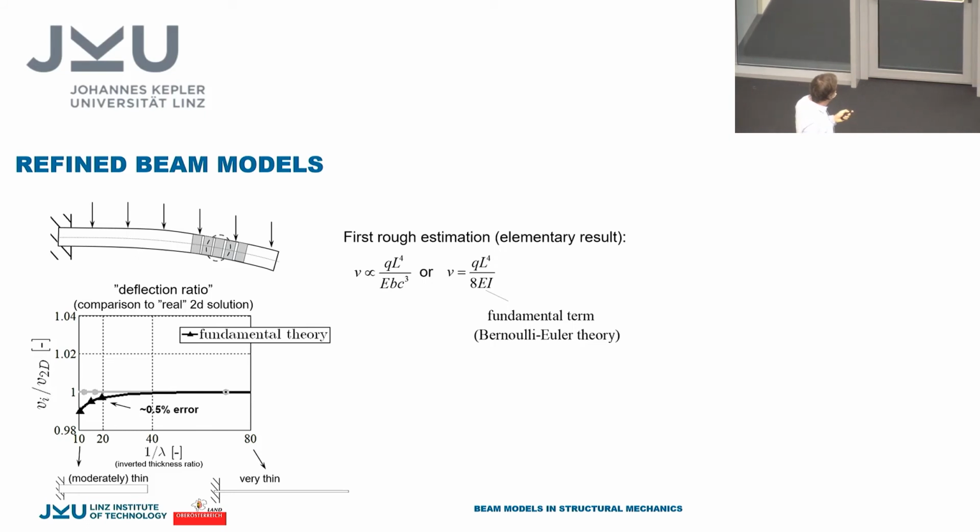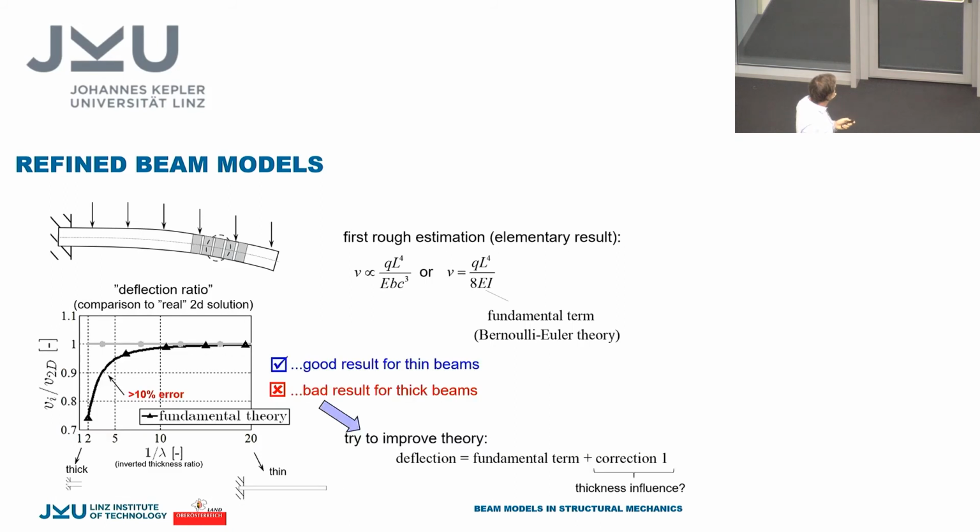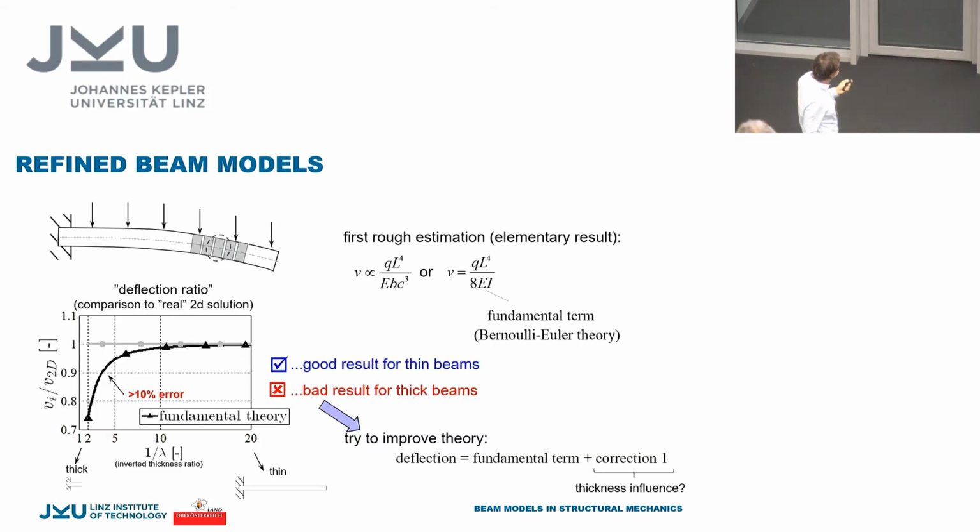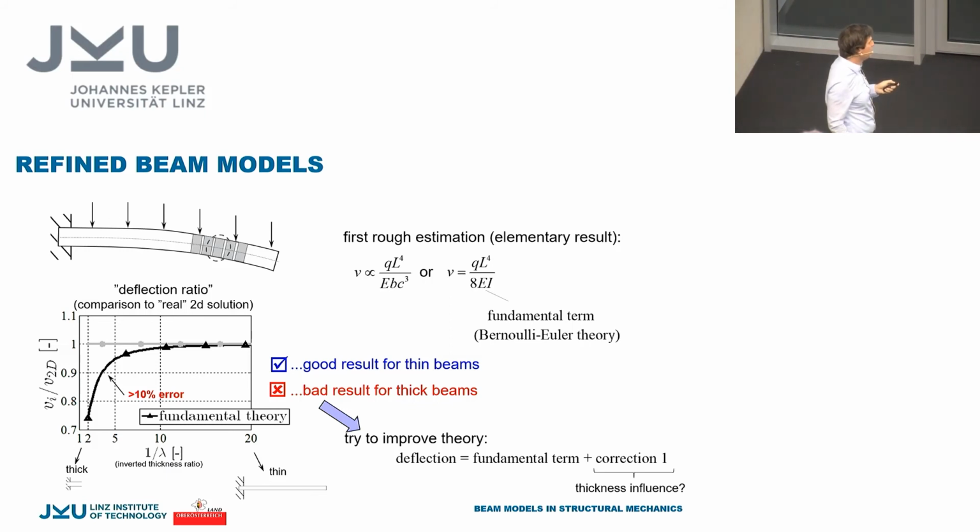And this is definitely a problem, because if you go to more thicker beams, you see that this error becomes unacceptable. So we have good results for thin beams, but bad results for thick beams. This means we have to improve our theory. So beside this fundamental term, we need a correction. And this correction will depend on the thickness, as we see in this figure.